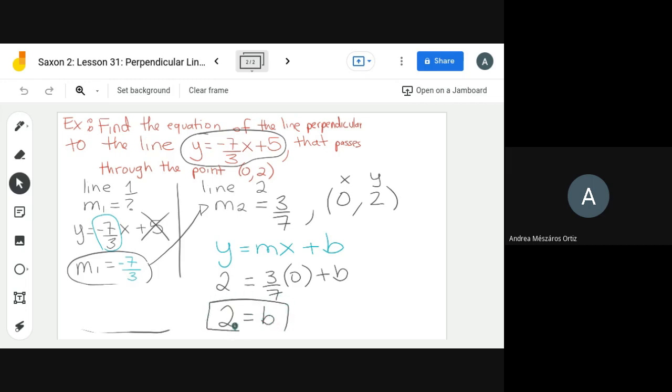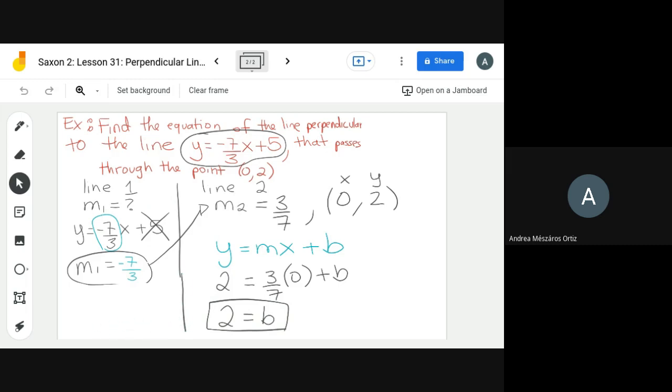Some of you get confused by using this 5. You do not have to use that 5 because that's from another line. There are two different lines, and the only reason you need the first line is to find the slope. Once you have the slope, you don't need it for anything else. You completely ignore line 1, and you just work with line 2.